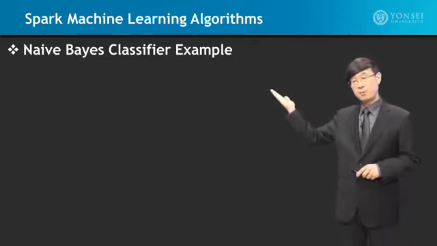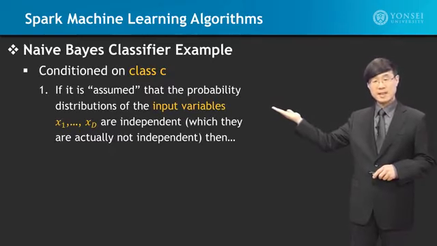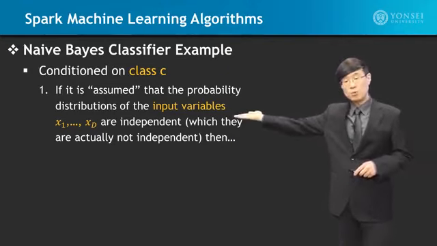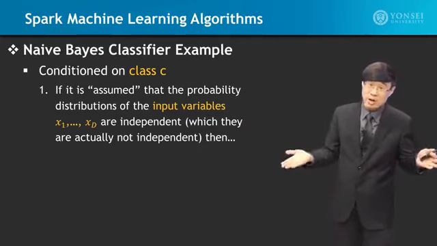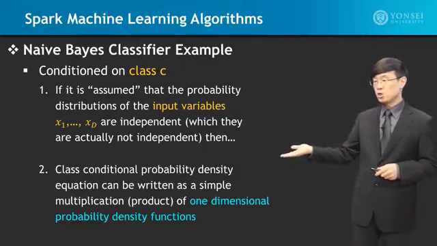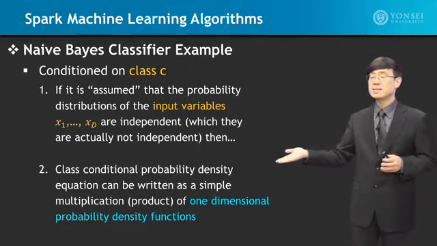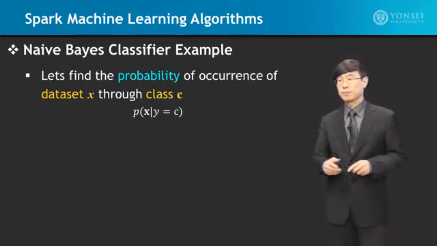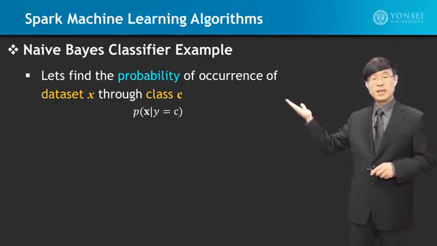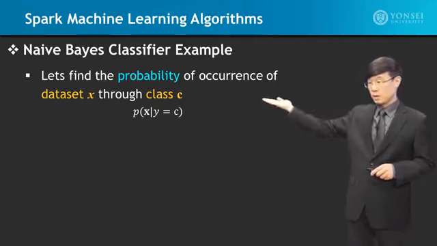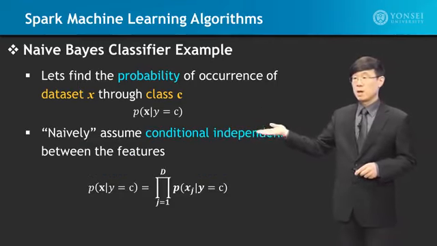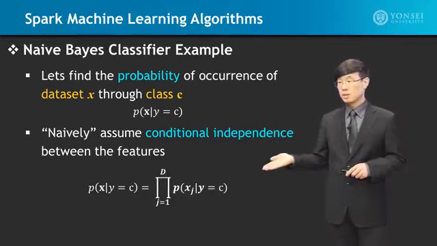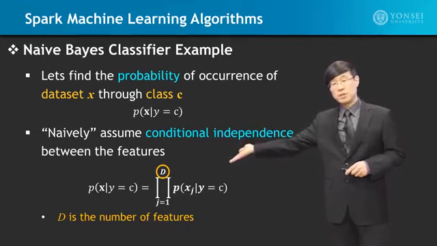An example of a naive Bayes classifier, conditioned on class C: if it is assumed that the probability distributions of the input variables x1 through xd are independent, which they actually are not, then the class conditional probability density equation can be written as a simplified product of one-dimensional probability density functions. Let's find the probability of occurrence of data set X given class C. Looking at that conditional probability, naively assuming conditional independence between the features, we can get a form like this. Here, D is the number of features.